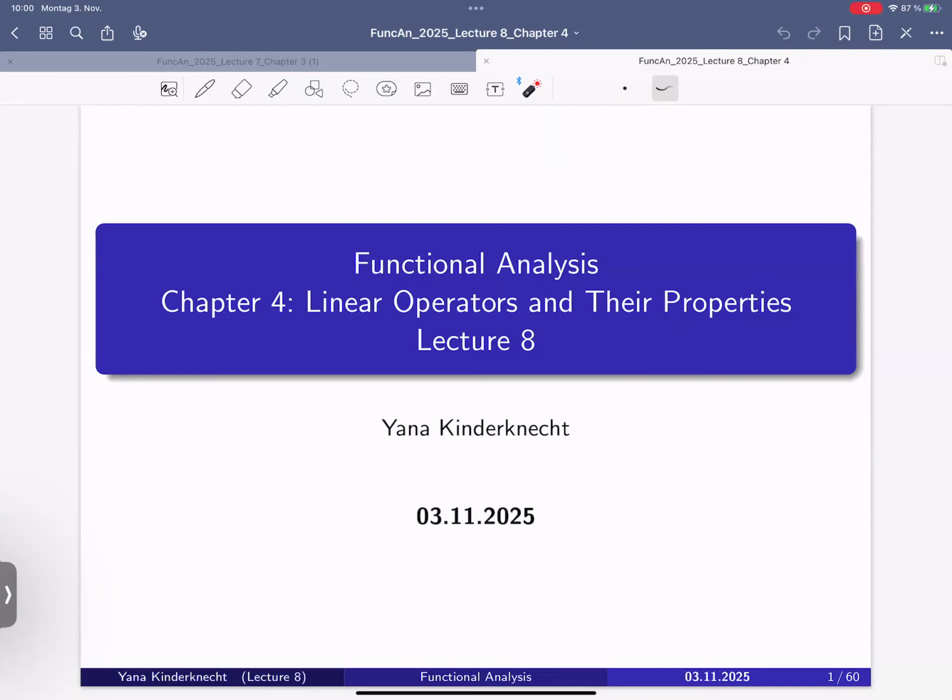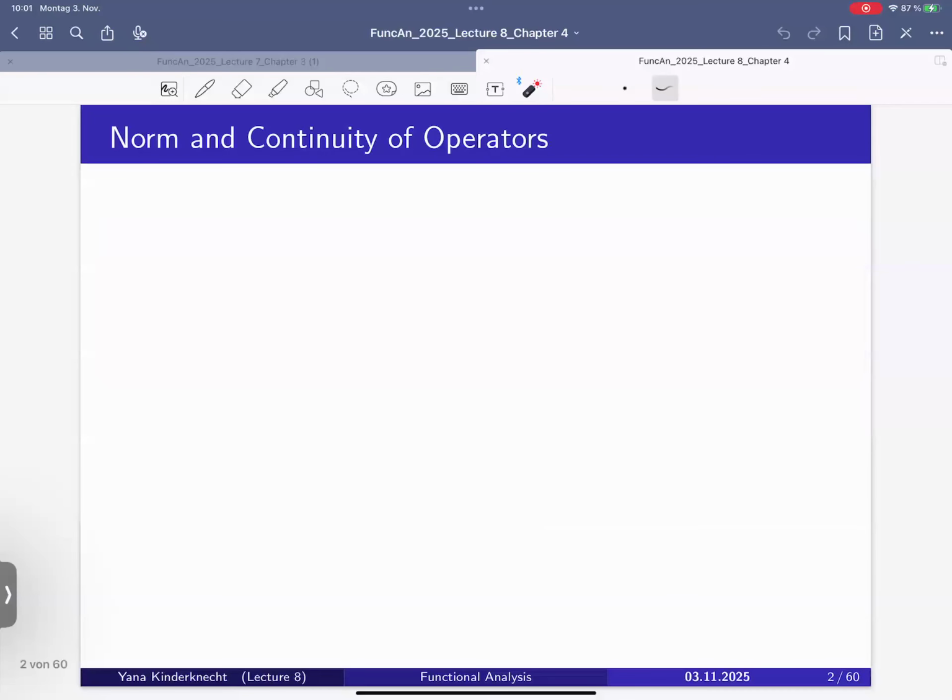So, hello everybody. Today we start the next chapter. This is chapter 4 about linear operators and their properties. So we start from the very beginning with all the definitions. And the first topic is just the definitions, norm, and continuity of operators and their basic properties.